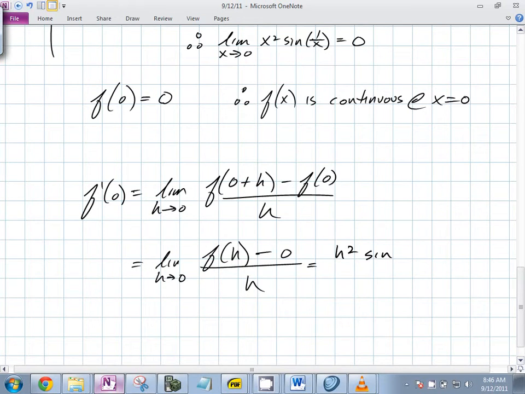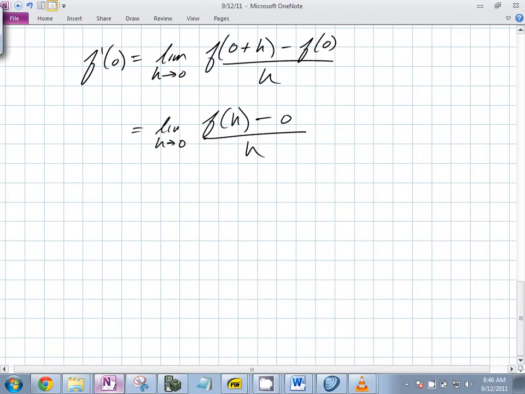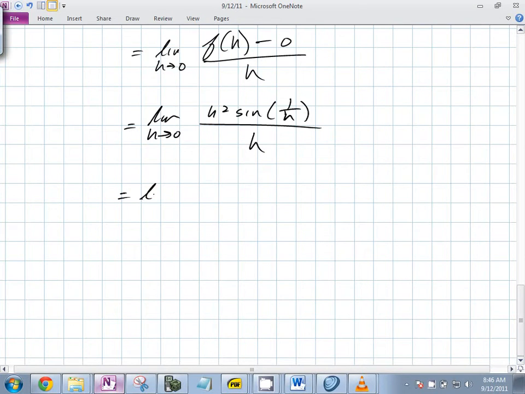Yes, so let me go to the next line here. So we have the limit as h goes to 0 of h squared sine of 1 over h, all over h. What cancels? h cancels, and we're left with the limit as h goes to 0 of h sine of 1 over h. So this means that f prime of 0 is equal to this. That's what we've proven. So if we want to prove that this exists, we have to prove that this exists.